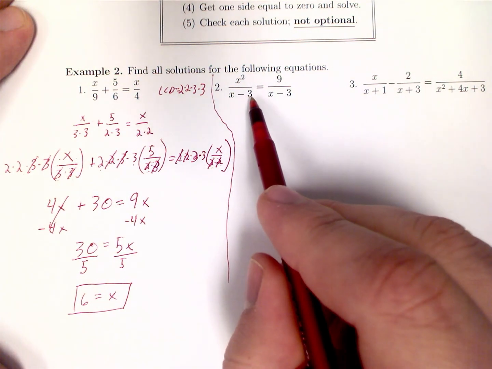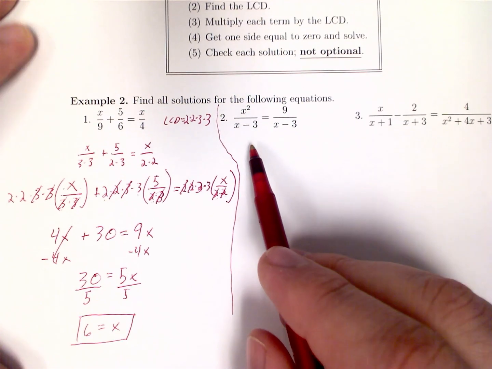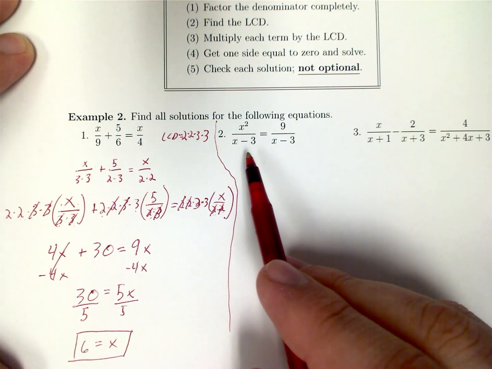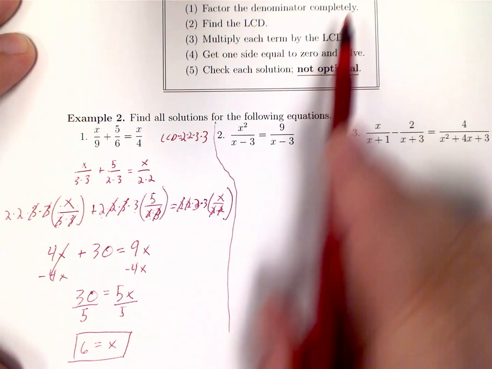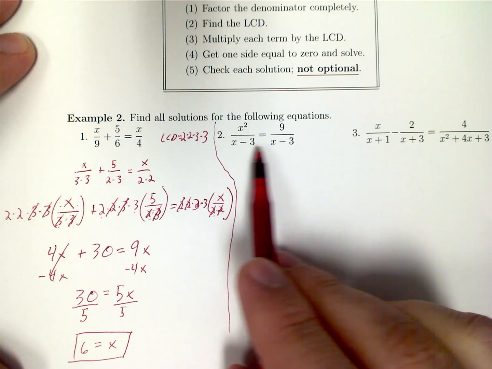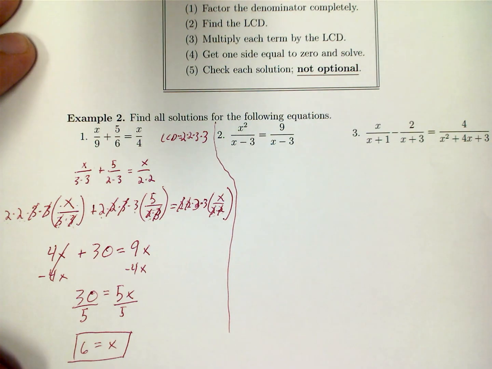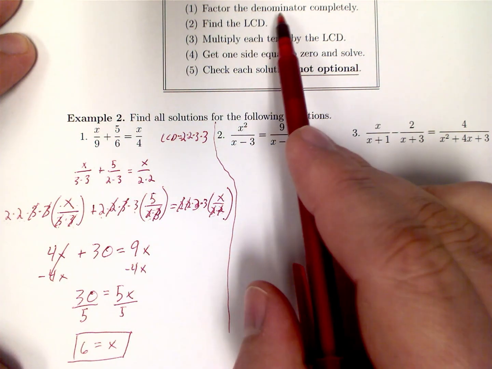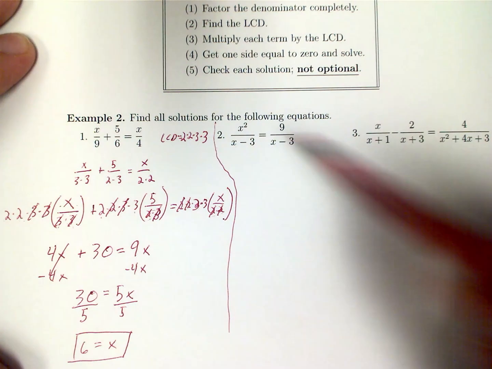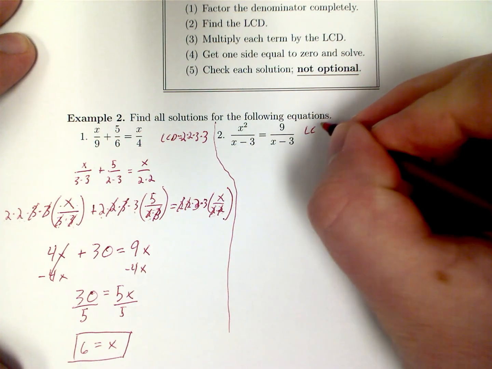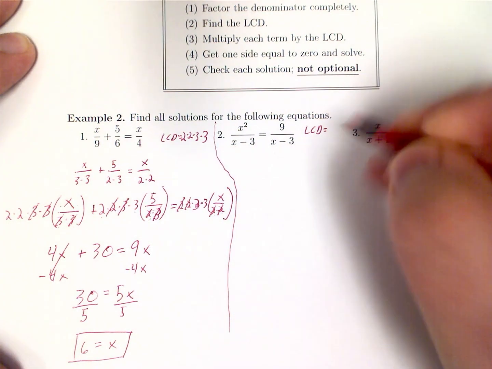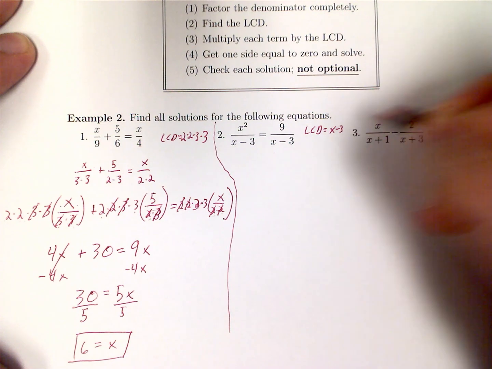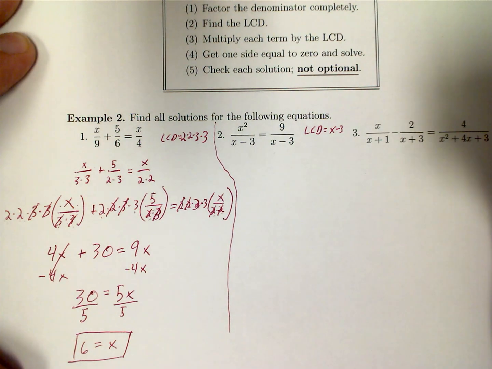So let's try this next one. We're going to try to factor the denominator completely. Well, x minus 3 and x minus 3, those are each two terms. Those can't be factored, really. So x minus 3 is the only denominator that we have in both terms. So what is the LCD? Since it's the only denominator, x minus 3 is the LCD. That must be the case.